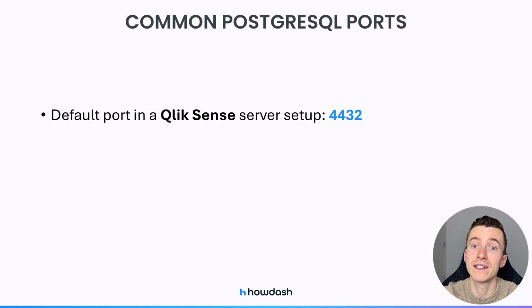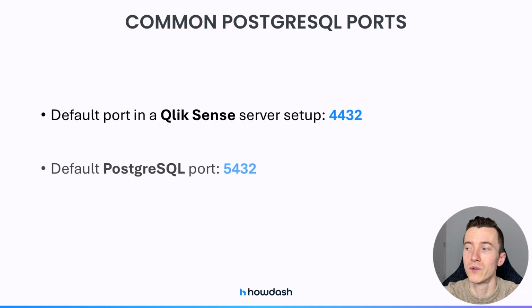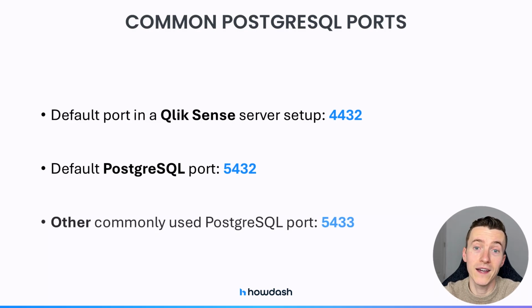The default port in a Qlik Sense server setup is port 4432. Default port for PostgreSQL in general is 5432. The other common port that's used by PostgreSQL is 5433. But of course, a PostgreSQL server may have been configured to run on some custom port for security purposes.